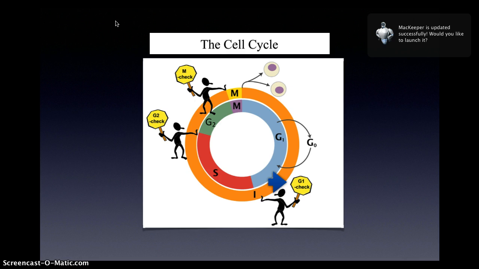The last phase is M, which is the purple in the middle and yellow on the outside. And this stands for mitosis, in which the cell will duplicate the chromosomes.